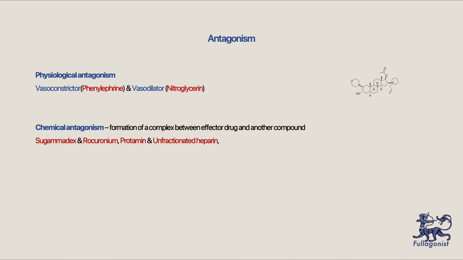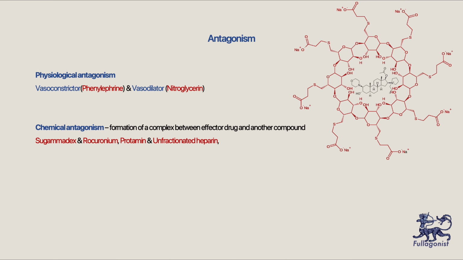Chemical antagonism is formation of a chemical complex between the drug and antagonist. One of the examples is rocuronium. You can see the formula, and its antidote is sugammadex. As you can see, sugammadex has a characteristic chemical shape which binds to the rocuronium and neutralizes it. We use sugammadex to reverse the neuromuscular blockade caused by rocuronium.